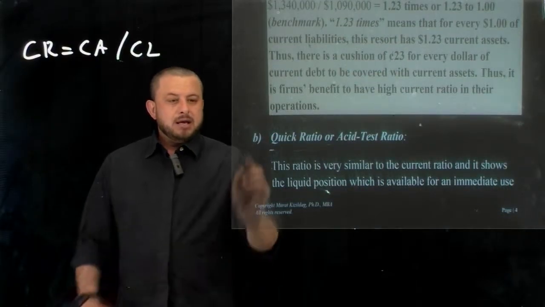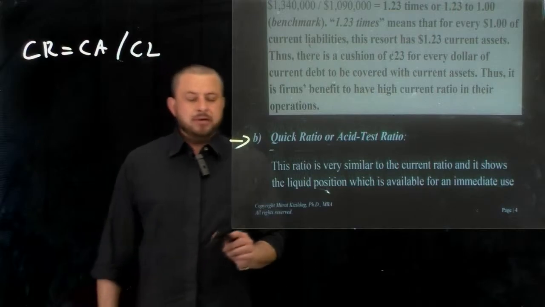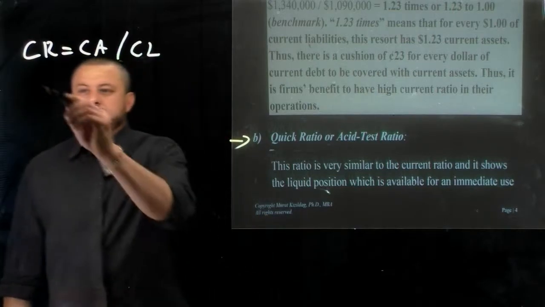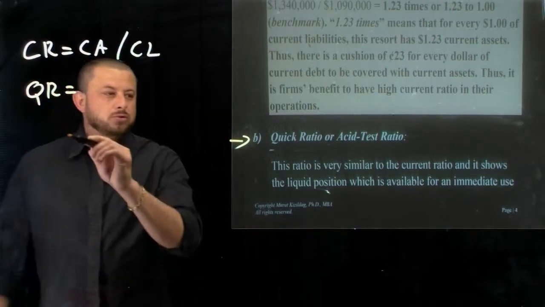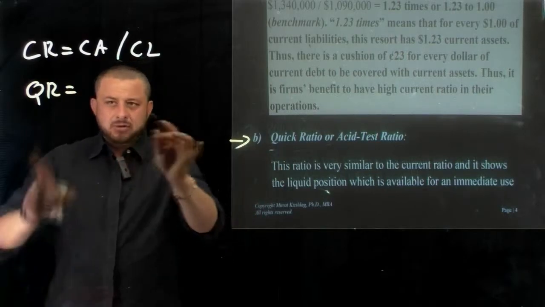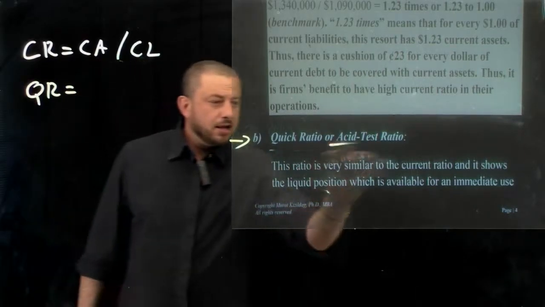Okay. Another liquidity ratio we have is the quick ratio. QR is equal to, well, I'll talk about this, the quick ratio or asset test ratio.